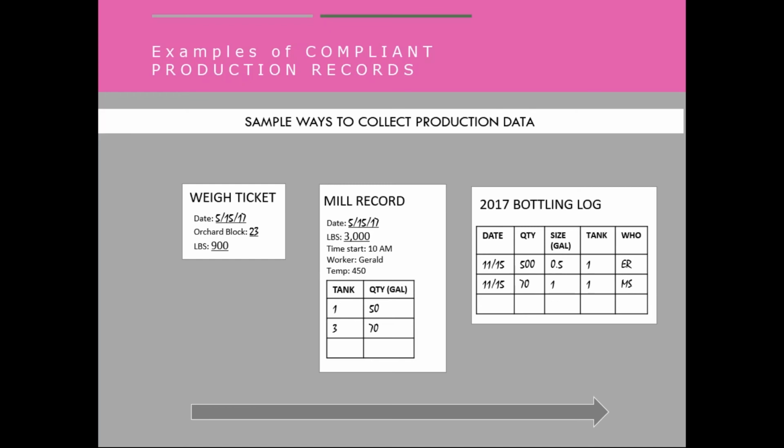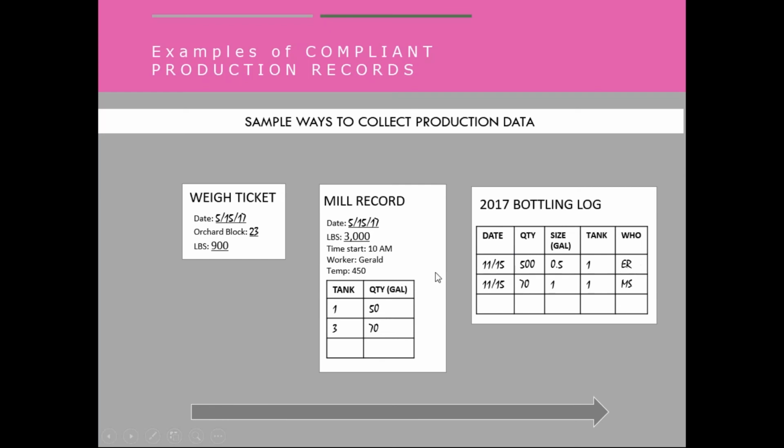There's other information here, you could have all sorts of information listed that has to do with the quality of the product. And then it would show how many gallons of oil you ended up with and what tank it went to. And then when you go to bottle things, you would pull from a tank. So you'd pull, in this case, from tank 1. You'd note the date of when you're bottling, how many you're bottling, what size of bottle, and who it was.